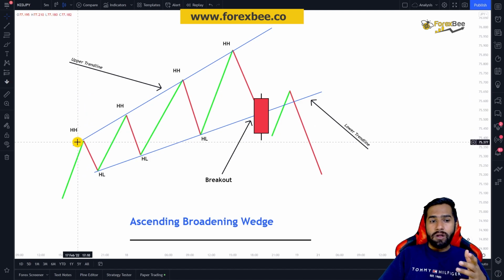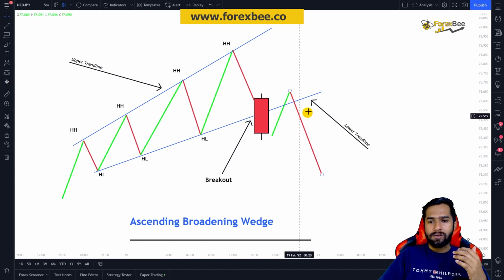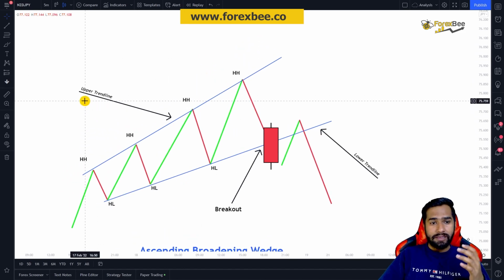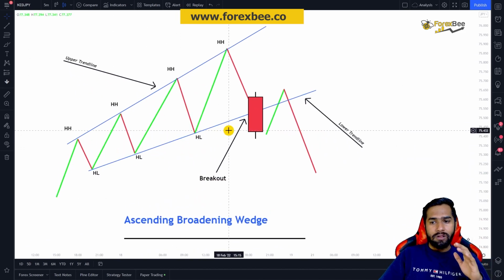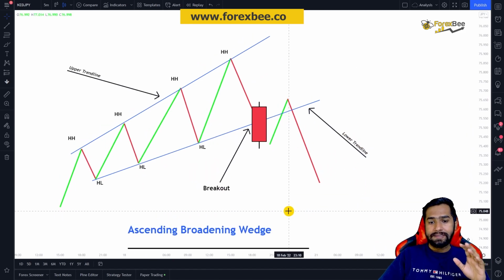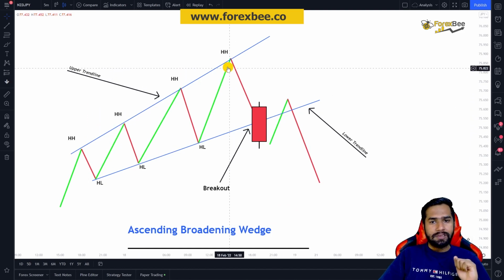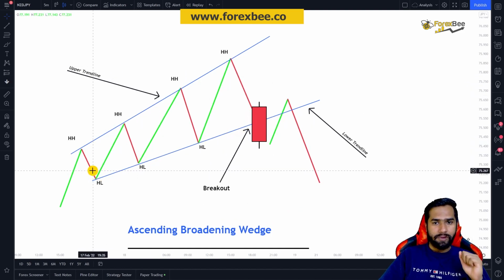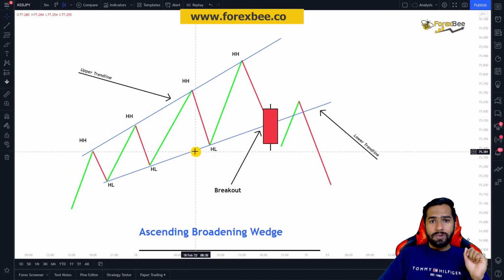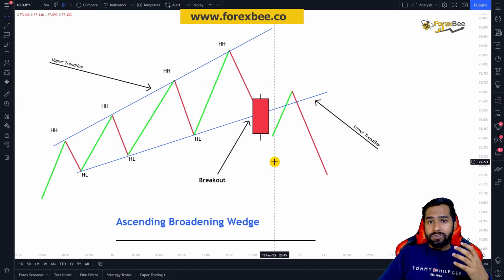So if we join a line of these higher highs and these higher lows, the upper line would be called the upper trend line, and we would call this the lower trend line of our ascending broadening wedge. And we call this a wedge pattern because it makes a shape that looks like a wedge. So once you have detected this market structure on your charts, then you have successfully detected our ascending broadening wedge pattern. Now let's talk about how you can trade this pattern.